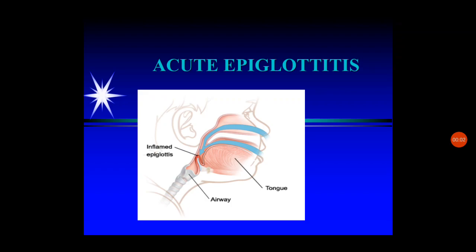Morning students. Now we will discuss the second condition in croup syndrome, that is acute epiglottitis. We have already seen that in croup syndrome there are four manifestations which can be seen commonly in four upper respiratory tract diseases. The first one was acute laryngotracheobronchitis and the second one is acute epiglottitis. You can see the inflamed epiglottis in this picture. So this is again part of the upper airway.